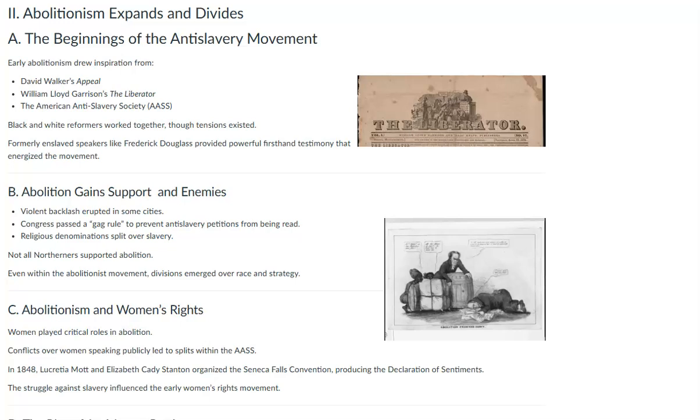Some Northerners oppose slavery's expansion, right? They don't want slavery to expand anymore, but they don't support racial equality. Violence also erupted against abolitionists in some northern cities. So what we see is that Congress ends up passing this gag rule. And here's a little political cartoon for you about the gag rule. They block anti-slavery petitions. They don't even want to talk about slavery in Congress anymore.